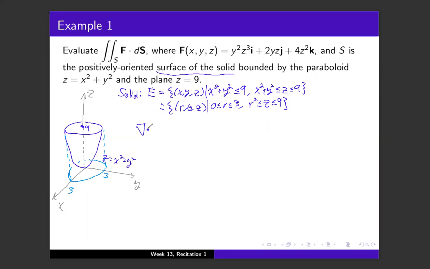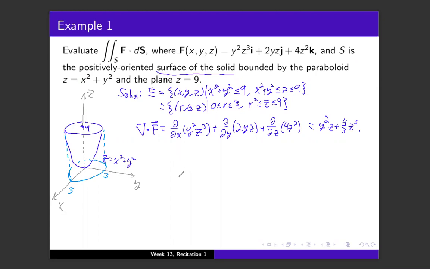Now we're going to need to calculate the divergence. The divergence of our vector field is just the derivative of each piece individually: the derivative with respect to x of y squared z cubed, plus the derivative with respect to y of 2yz, plus the derivative with respect to z of 4z squared. And that's going to come out to y squared z plus 4/3 z cubed.